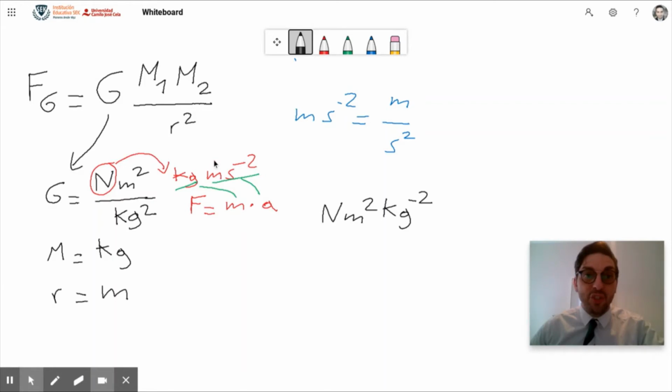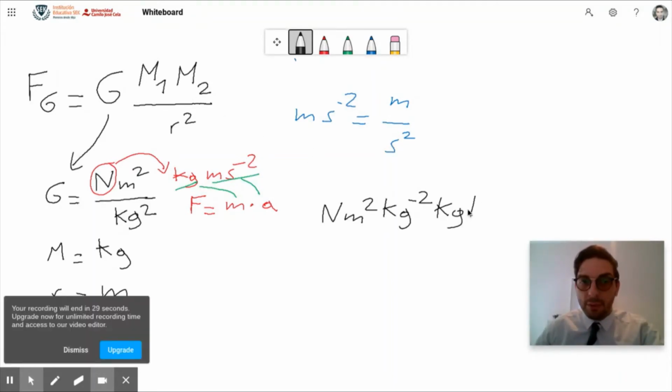So we have G, the universal constant, perfectly clear. Now, what else do we have? In the fraction, as you can see here, the unit of mass is kilogram. So we have 1 kilogram. Very good. And then the unit of the second one, another kilogram. So kilogram times kilogram.